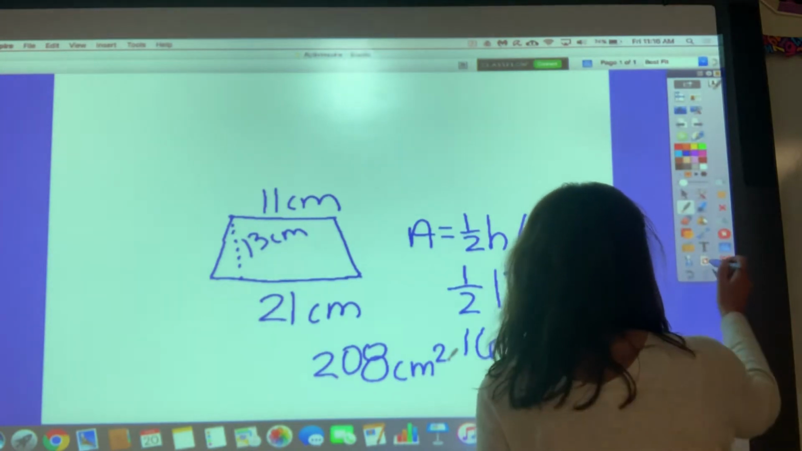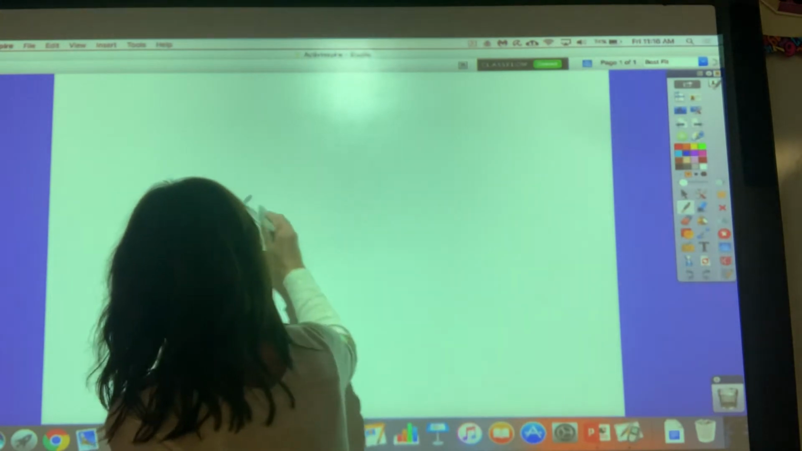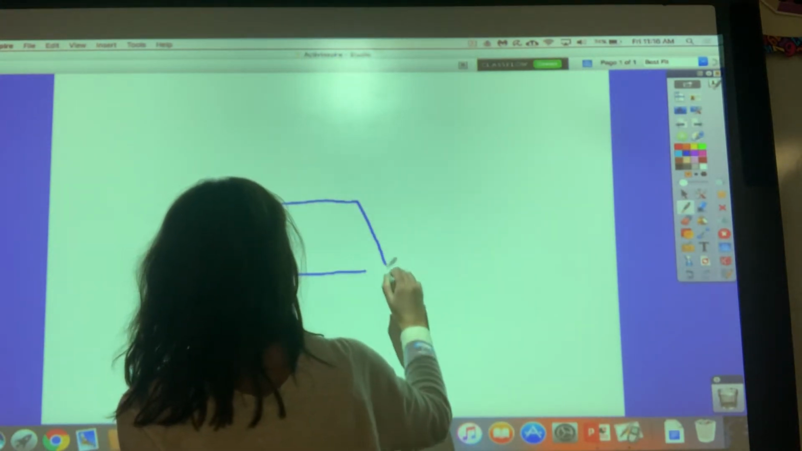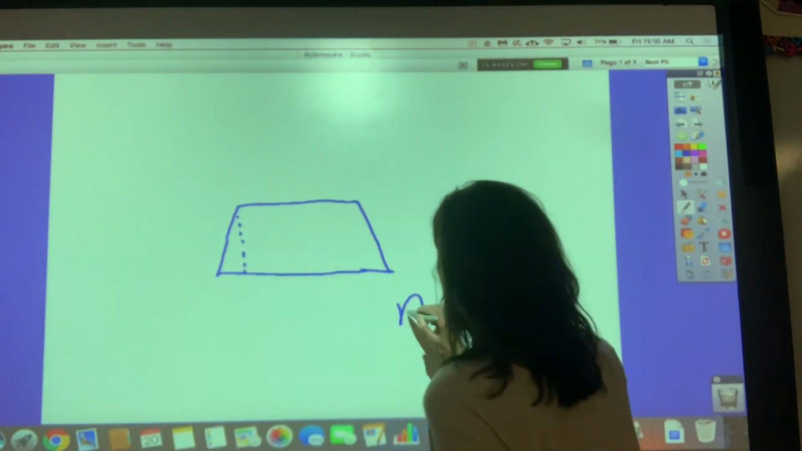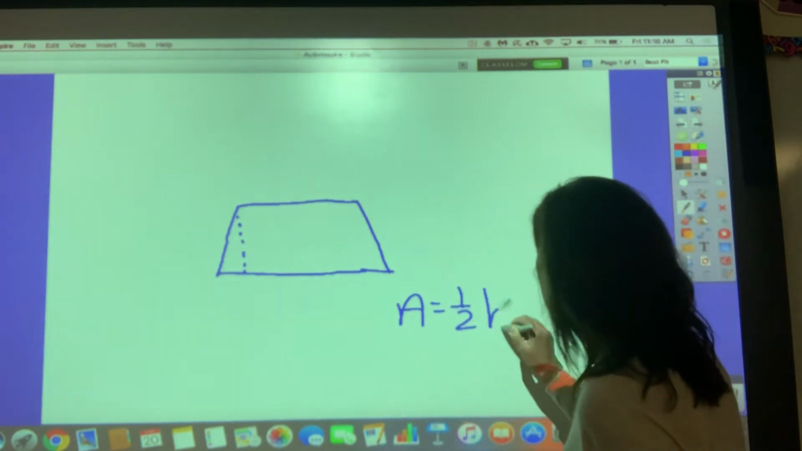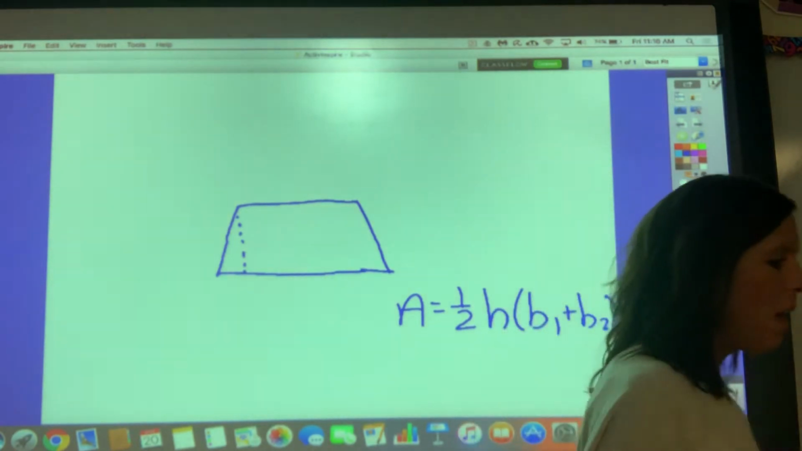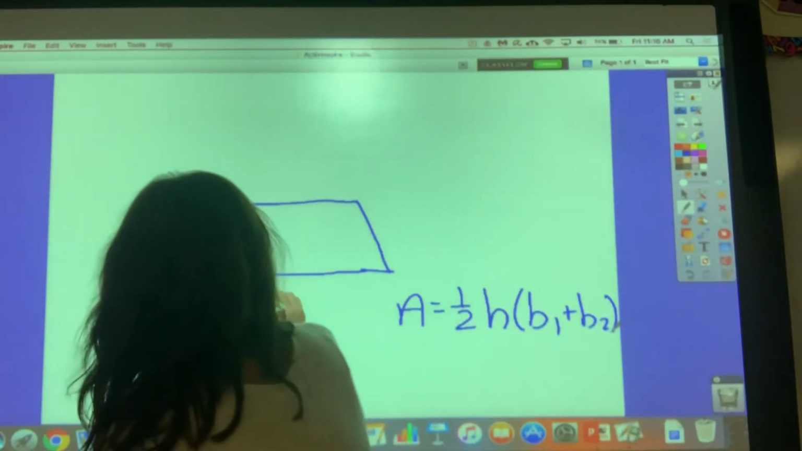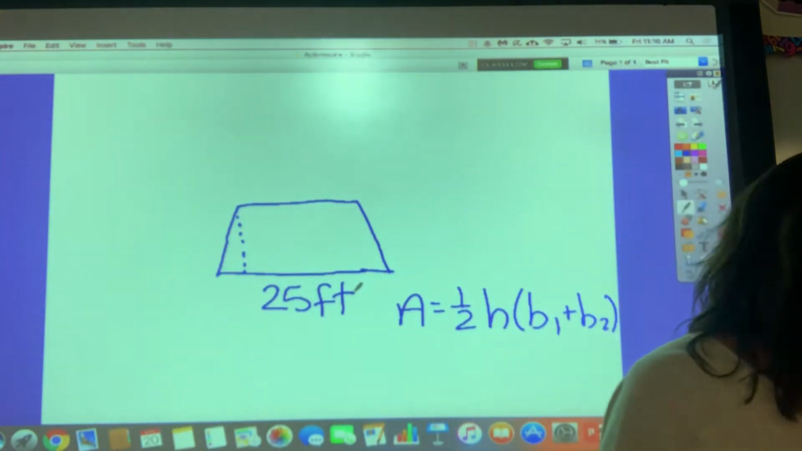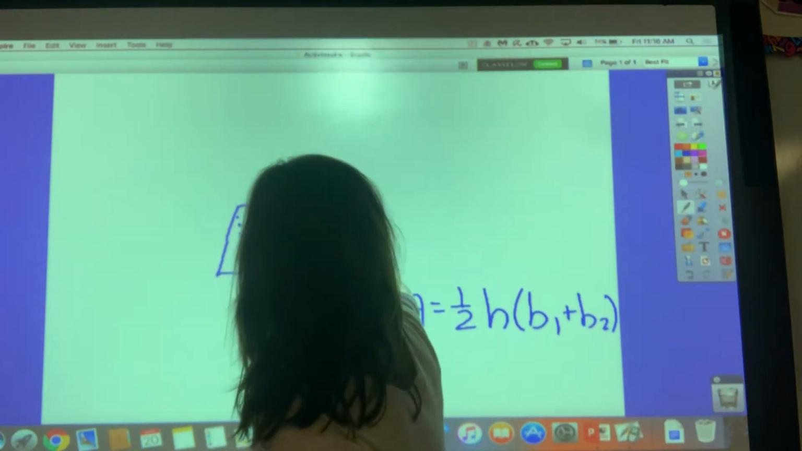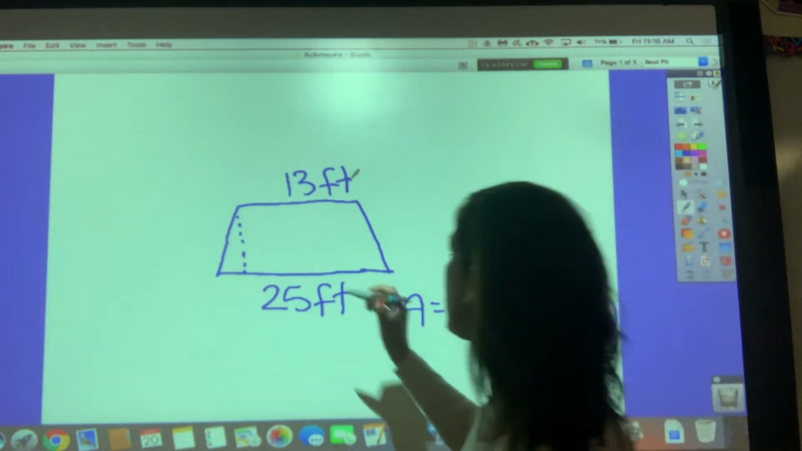Okay, let's try another one. Okay, so again, we're gonna have our trapezoid. Okay, we're gonna have our height in here, base sub 1, base sub 2, and again, we know our formula is area equals half the height times the addition of the two bases. Okay, on this one, base sub 2 is gonna be 25 feet. Okay, our base sub 1 is gonna be 13 feet. And our height is going to be 39 feet.